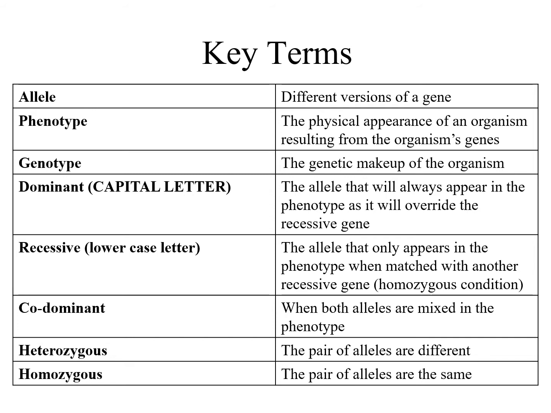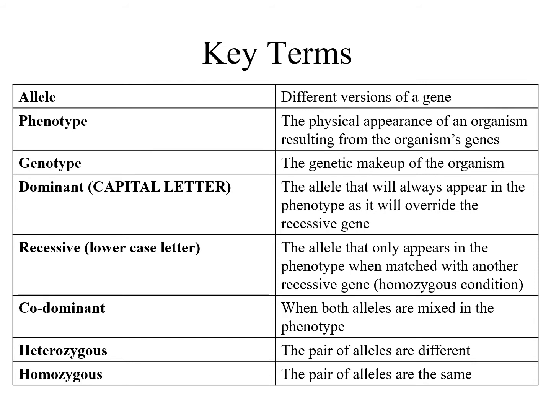One of the words that's not listed here is the word gene. At GCSE, a gene is a section of DNA that codes for a particular characteristic. We do not use that terminology at A-level in that way. We have to say a gene is a section of DNA that codes for a particular polypeptide.